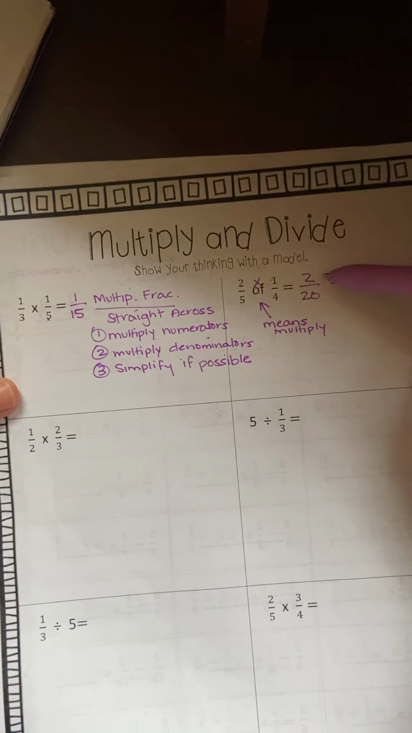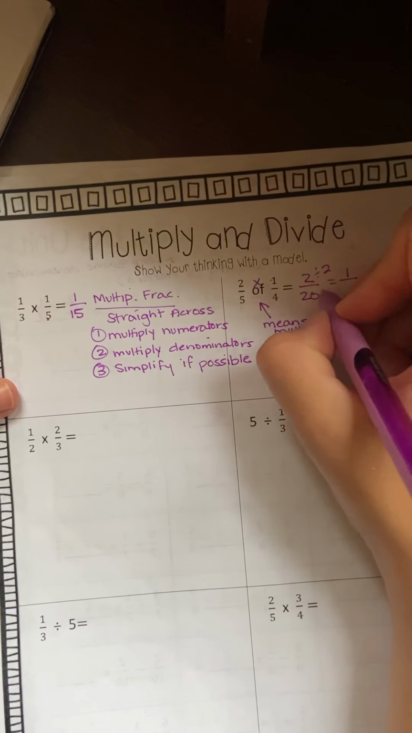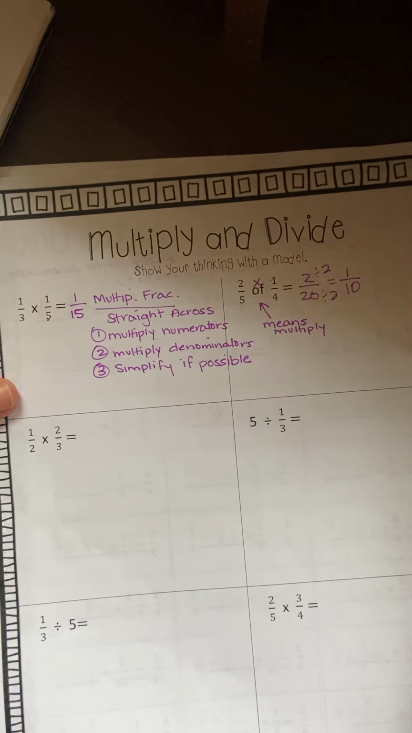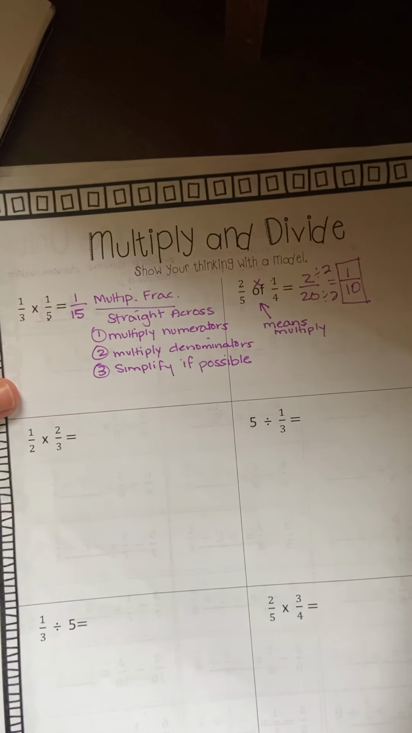Well, right away I can see that 2 and 20 are both even. So they're both divisible by 2. So I can do 2 divided by 2 to get 1. And 20 divided by 2, I'll put these here too just in case, to get 10. And so my answer is 1/10, and that's as low as it's going to go. All right, so multiplying with fractions is probably the easiest and quickest one. All right, now let's talk about dividing with fractions.